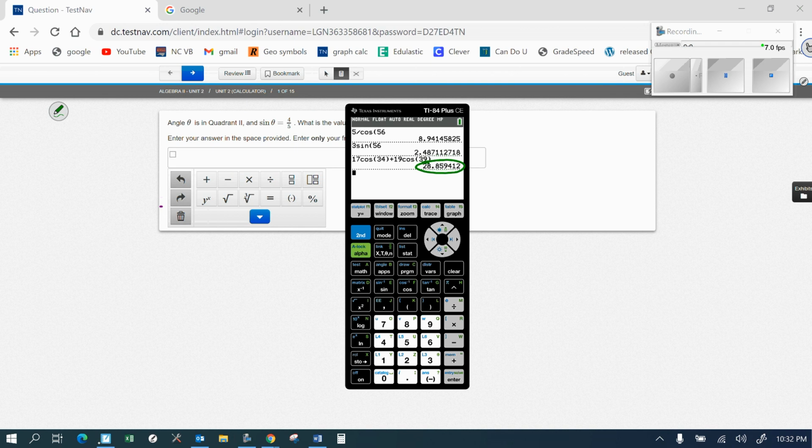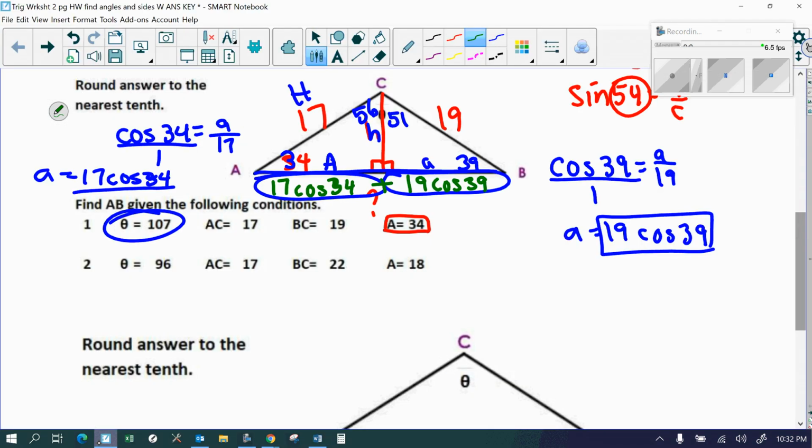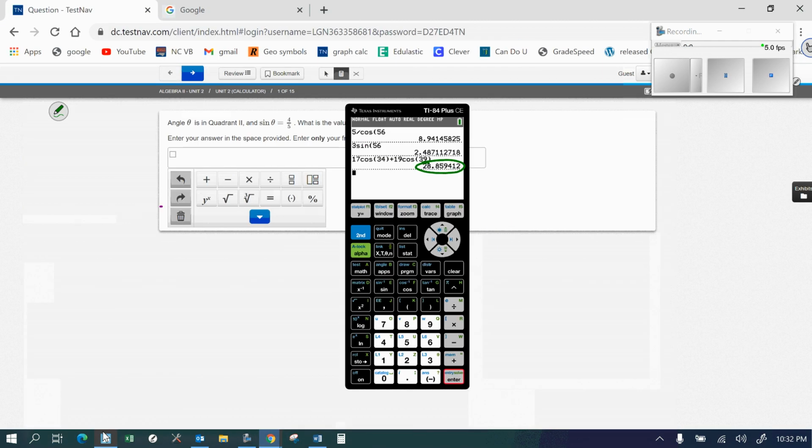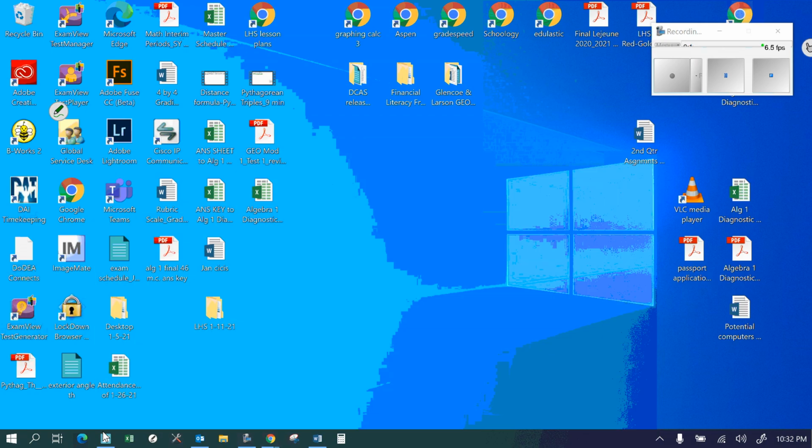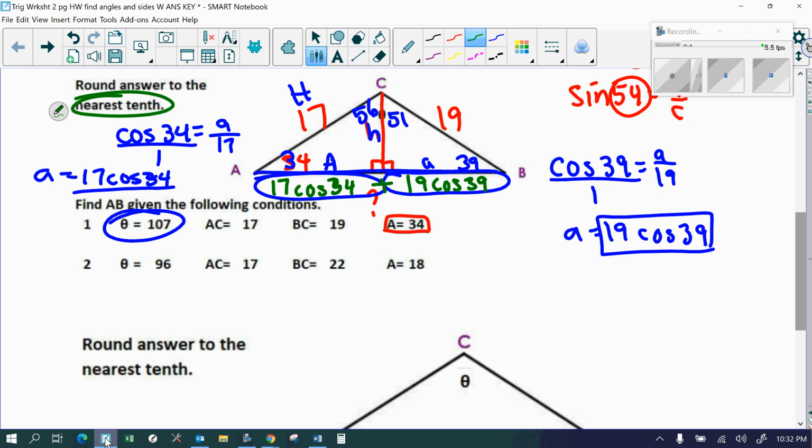So what did it ask to go to? We're going to answer to the nearest tenth. So we're going to the tenth spot. So what is that? Calculator right here. 28.9 is what it rounds to. So AB equals 28.9. That's the distance from A to B. If they had units, I'd put units on it.